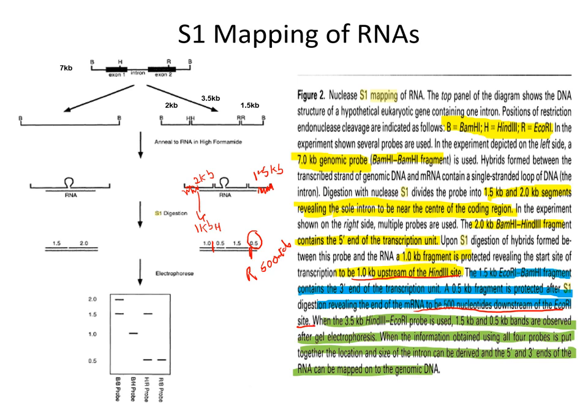Similarly, here also you get the fragments, and you are getting 1.5 kb and 0.5 kb. That means the intron is from R, it is 1.5 kb, and from H the intron is 0.5 kb. So S1 mapping can be used for finding the 5' start site or the 3' end of a transcript, as well as for mapping of the introns. So this is all about S1 mapping.